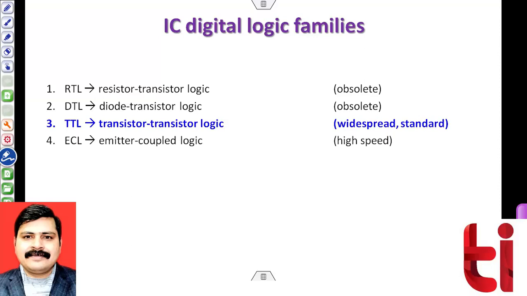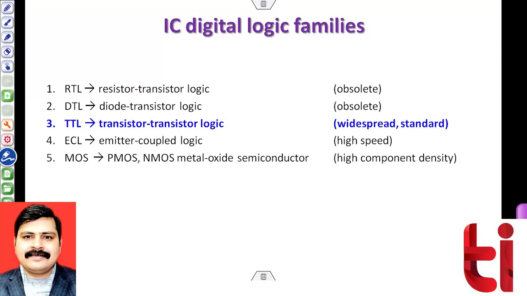Then next is the ECL, emitter coupled logic. For high speed operations, this logic family can be used. And the next part is based on metal oxide semiconductors. You can recall various types of MOSFET circuits we have studied, which in general can be broadly classified into PMOS and NMOS. For high component density, this type of logic family is useful.